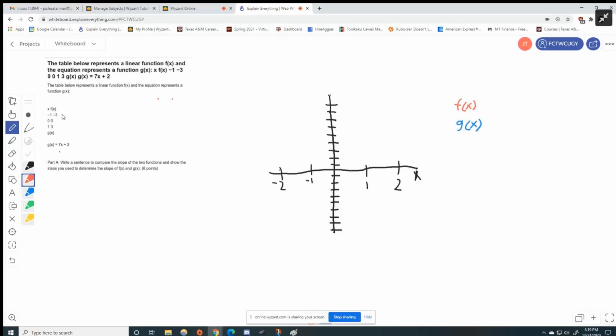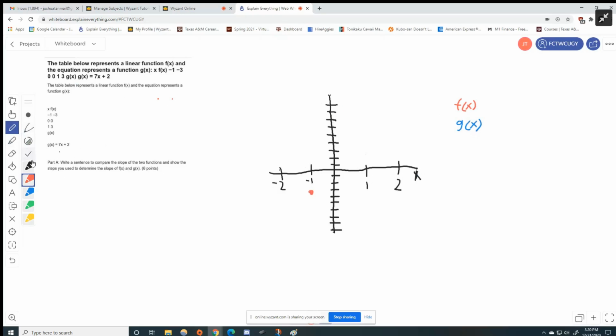So for f of x, we're straight up given the points on the coordinate plane. We know this is x. We can pretend this is either f of x or g of x, because they're both functions of x. So what we can do here is that we're given it. So x is -1 and f of x is -3. So -1 here, and then go down, -1, -2, -3.